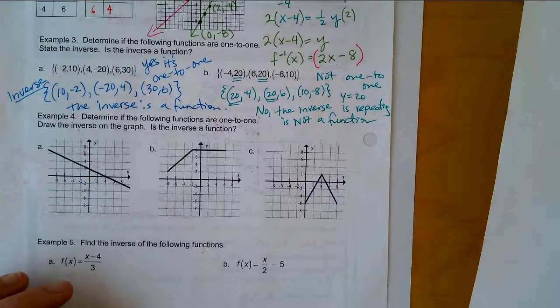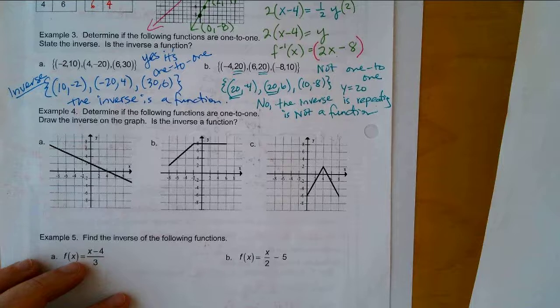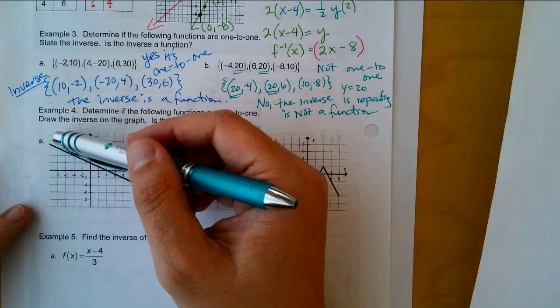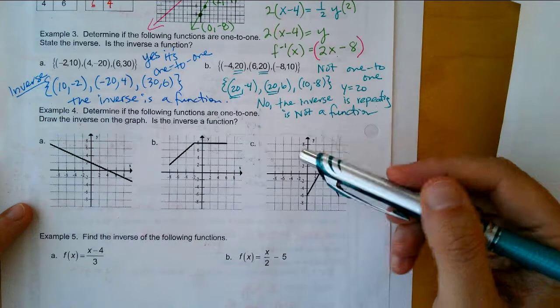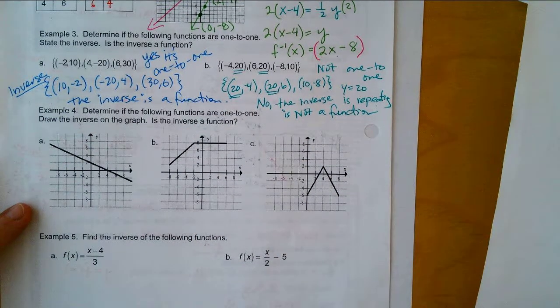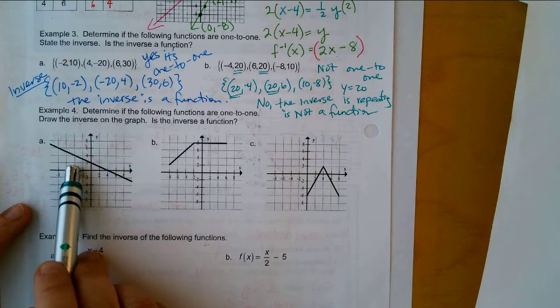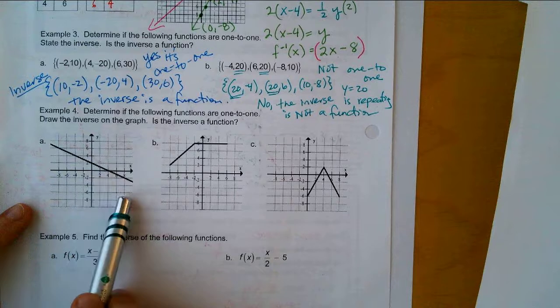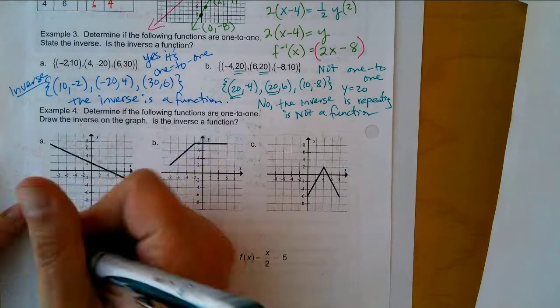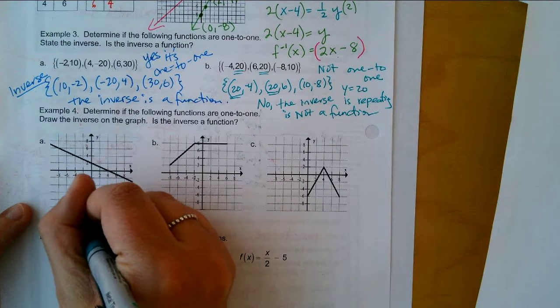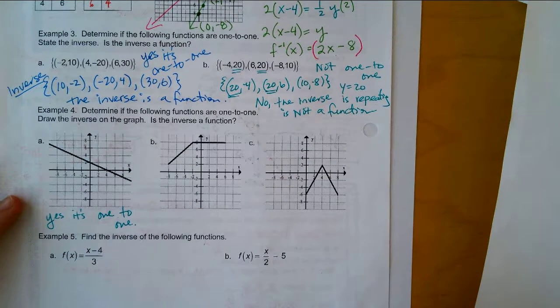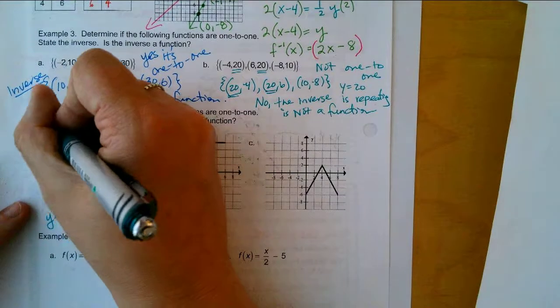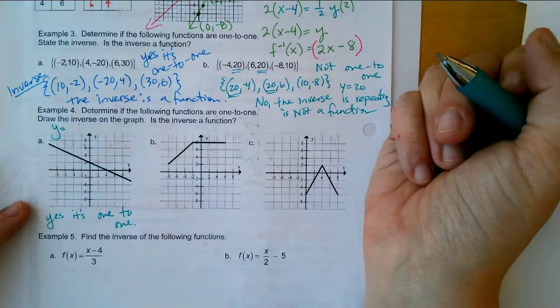Okay, determine if the following functions are one-to-one. So everything here is a function. That's because I could draw vertical lines through each one, and I'm not going to cross any point more than once with a vertical line. Is this function one-to-one? Yes, it's one-to-one. Now, you could come up with the equation of this line. What is the equation? Anyone know, just looking at it?